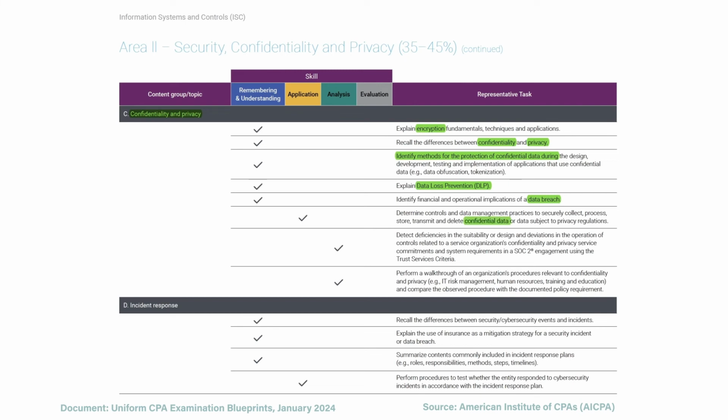Then we go to the incident response. So we'll talk about the difference between a security or cybersecurity event or incident, how we can use insurance as a mitigation strategy. We'll talk about the different roles, responsibilities, methods, and steps in an incident response plan. And we'll perform procedures to test whether they're actually working or not.